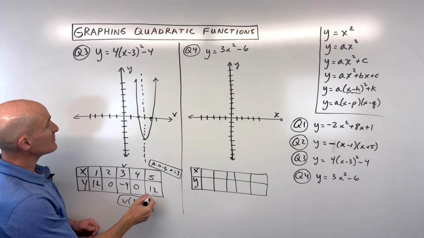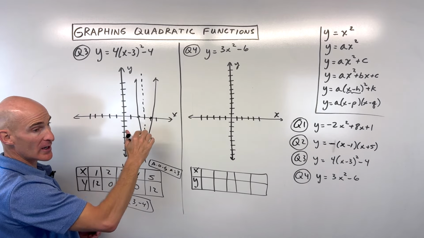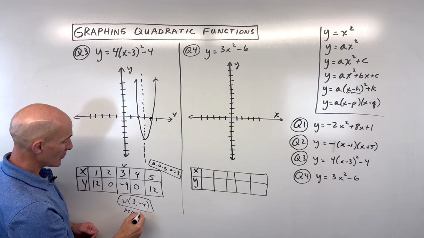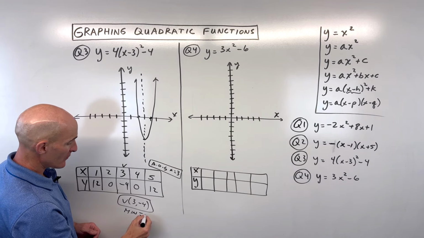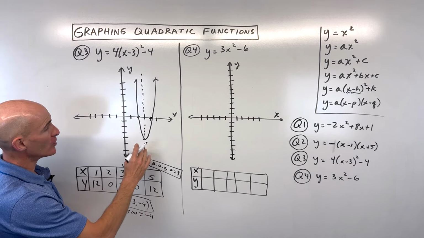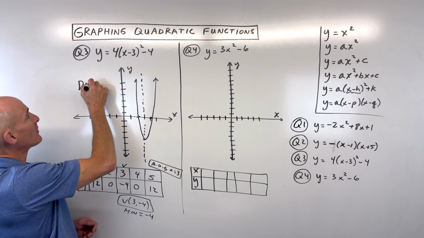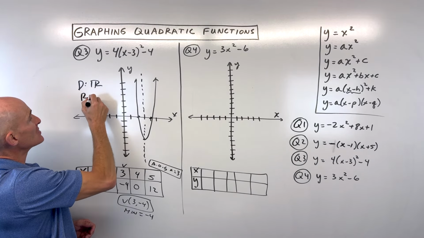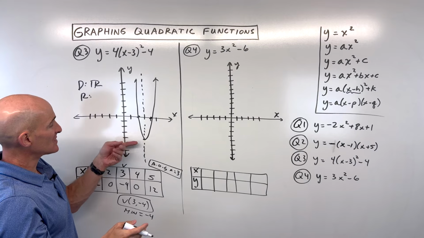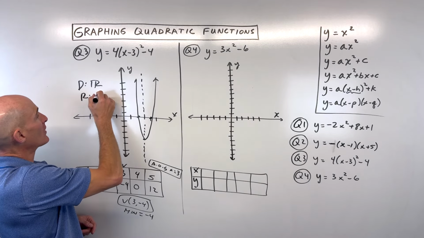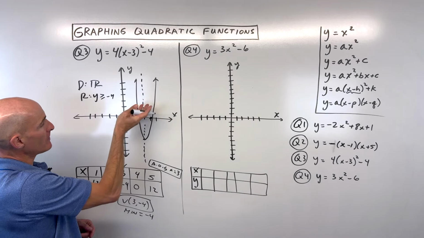Does it have a maximum or a minimum? Looks like it has a low point, a minimum. And what is that minimum value? It's at the y-coordinate of the vertex, negative 4. That's how low it goes. Domain we know is all real numbers. Range is going to be what the y values can be, which in this case, y is going to be greater than or equal to negative 4.